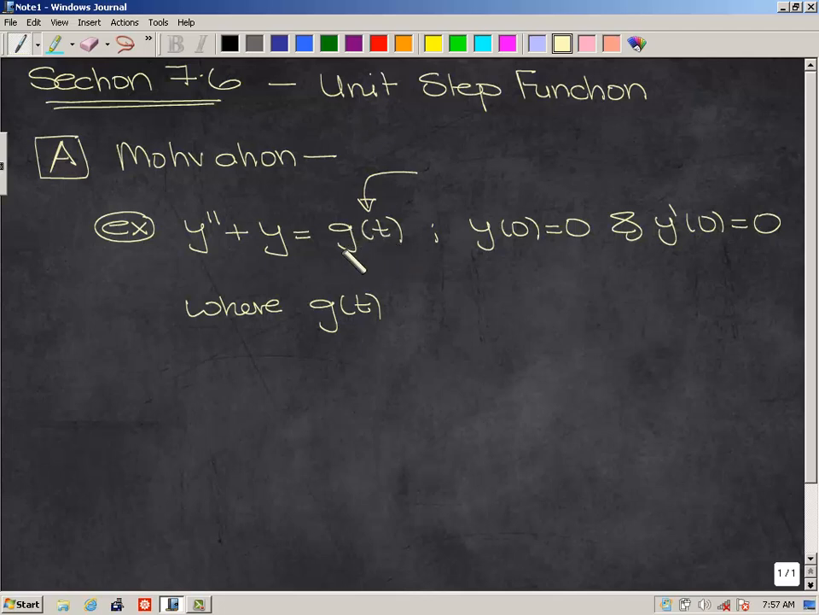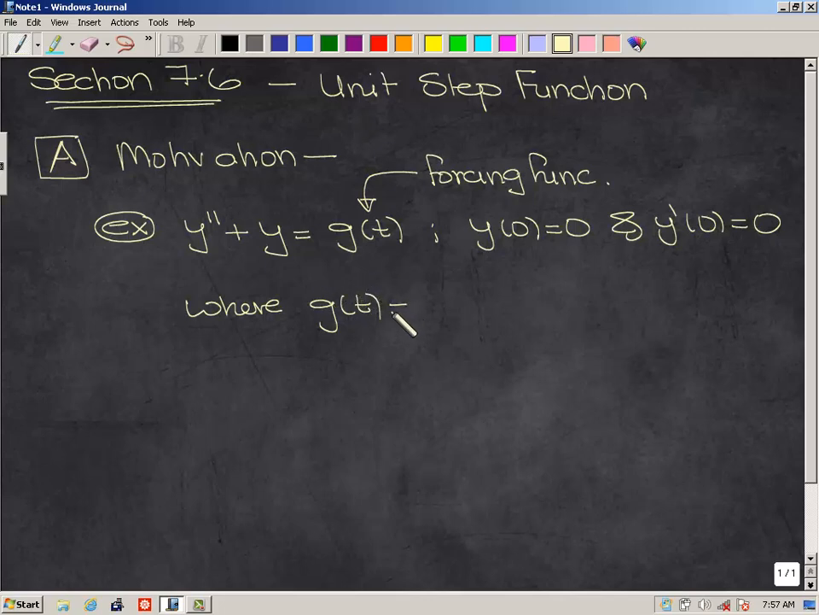If this is 0, then the equation is homogeneous. If this is not 0, then we call it non-homogeneous. So this is called the forcing function. It could be an external force. When we did the mass spring example, I referred to it as someone shaking the table on which the mass lies. So it could be something like that.